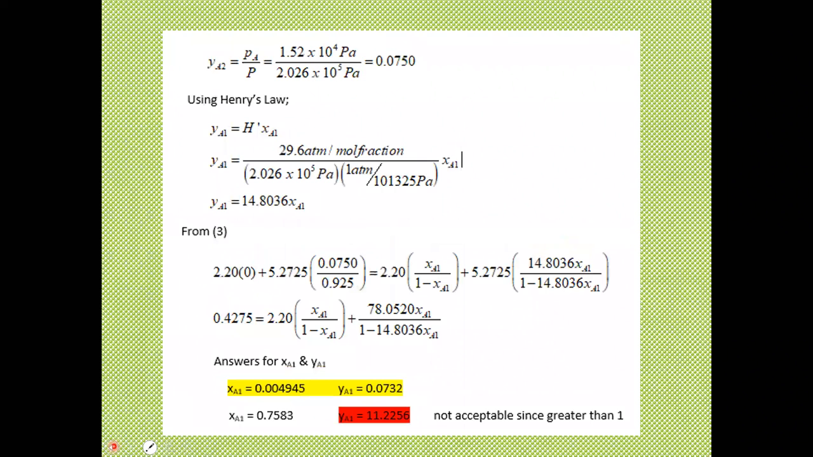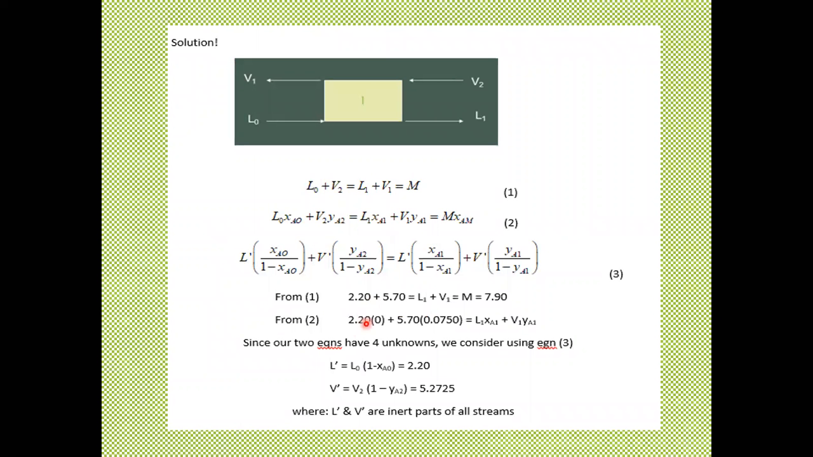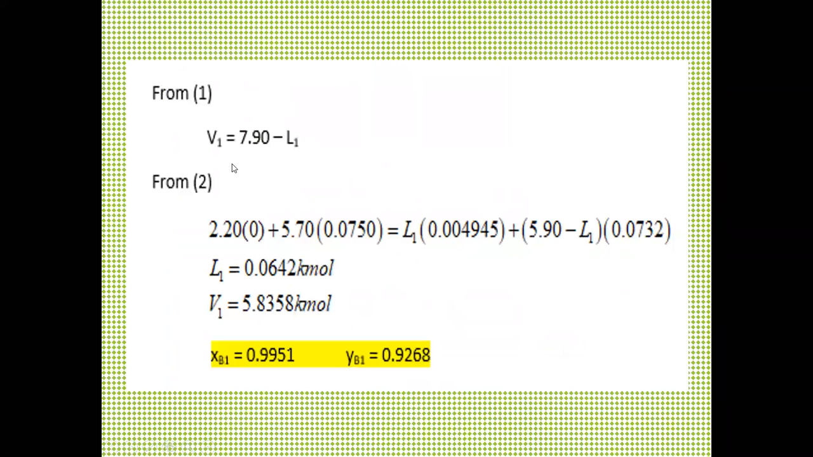You can go back to your original equation 2. This is your original equation 2, which has XA1 and YA1 as unknowns. If you substitute the two, you still have two unknowns left, L1 and B1. And you can get a relationship from equation 1 for this L1 and B1. So you need to solve these two equations simultaneously after you have substituted XA1 and YA1 from our third equation. Okay, so if you do that, you will have this particular value for L1 and B1.